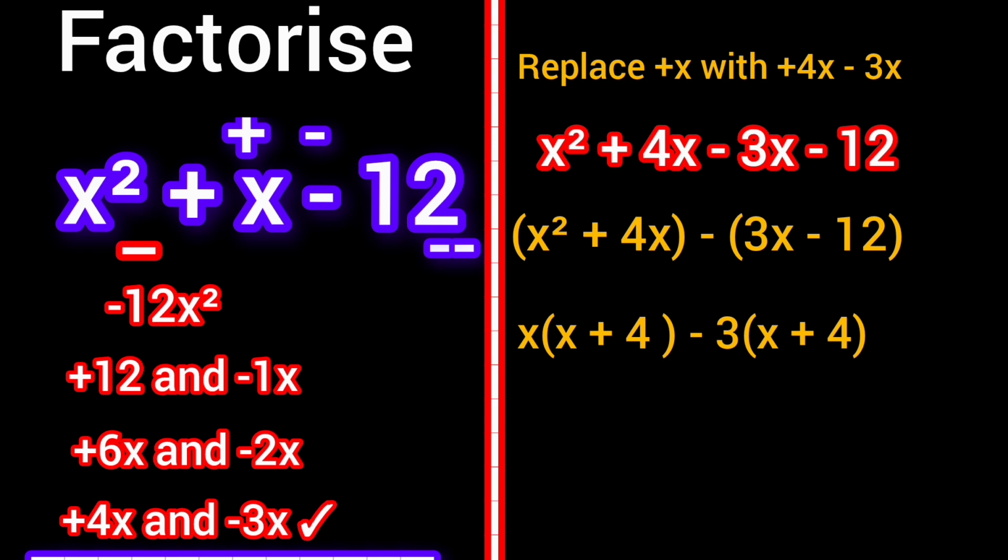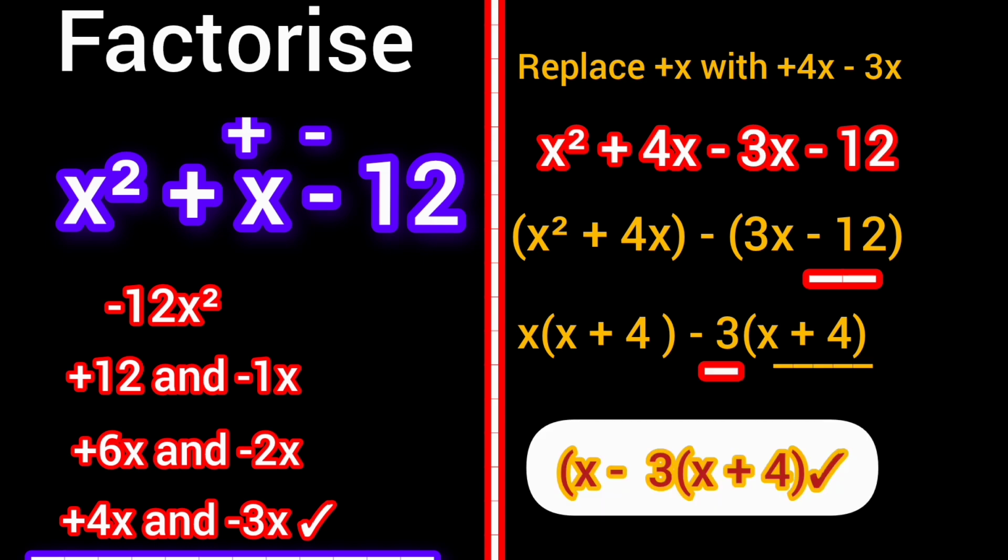How do we get the plus 4? That is what? Minus 12 divided by minus 3. Then we now have what? Plus 4. Then we pick x minus 3 and we pick x plus 4. And that is the factorization of what? x squared plus x minus 12.